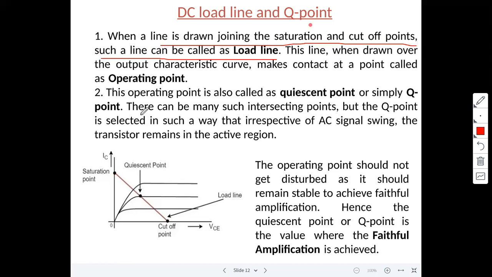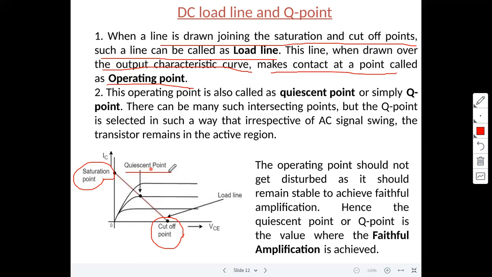In the output characteristics, we have to draw one line between two points. What is the point on the y-axis? That point is called the saturation point. On the x-axis, that point is called the cutoff point, right? This line, when drawn over the output characteristics curve, makes contact at a point as the operating point. Whenever you draw this line, it will intersect the output characteristics at one point. That point is called the operating point or quiescent point.